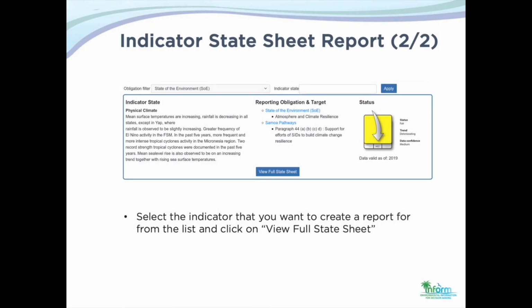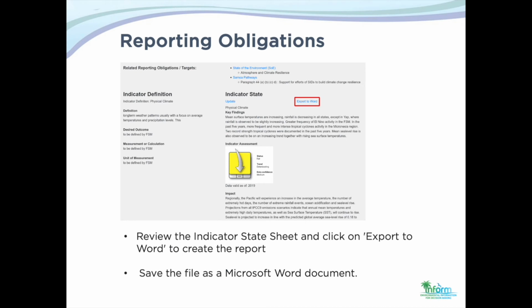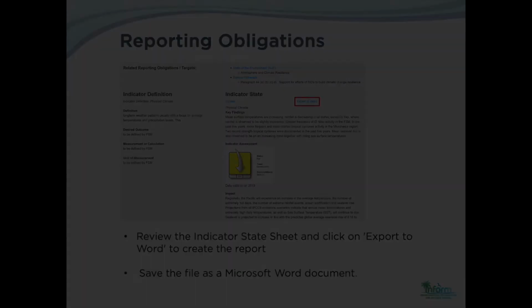The landing page shows a list of indicators already in the tool. Select the indicator that you want to create a report for and click on View Full State Sheet. Note that you can filter for a specific indicator using the obligation filter or the indicator state search box by clicking on Apply. Review the indicator state sheets and click on Export to Word to create the report. Save the file as a Microsoft Word document. Now we will take you on a tour on how to use this function.